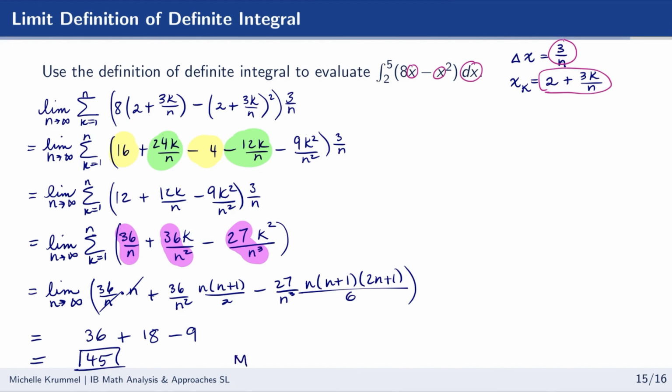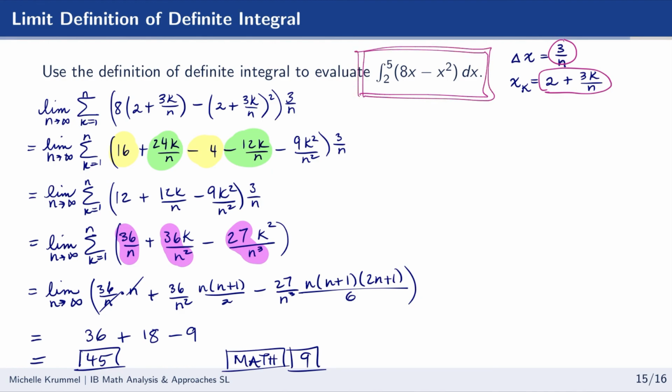And again, you can check that using Math 9 on your graphing calculator and entering this definite integral right here. That concludes our lesson for this time. Next up, we're going to talk about the fundamental theorem of calculus. See you then.